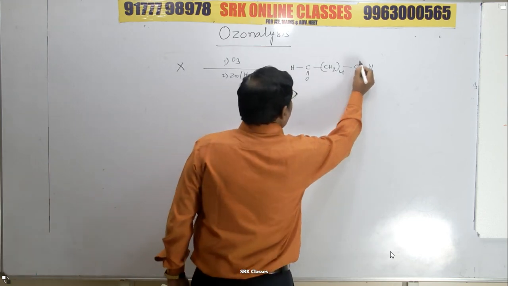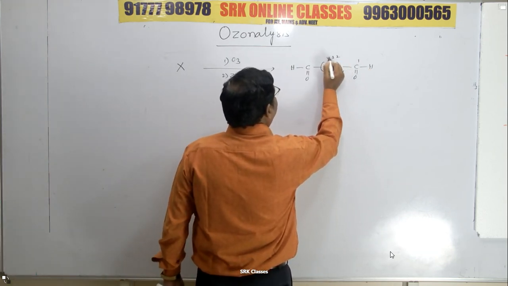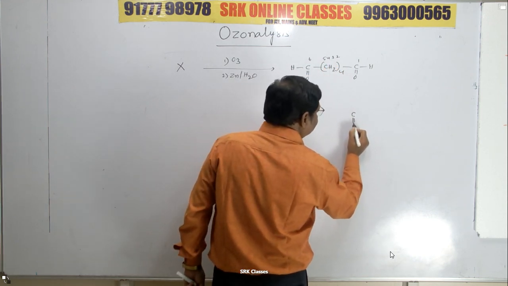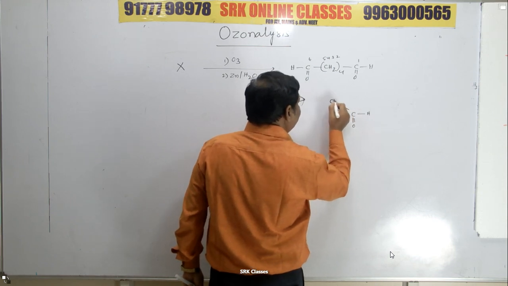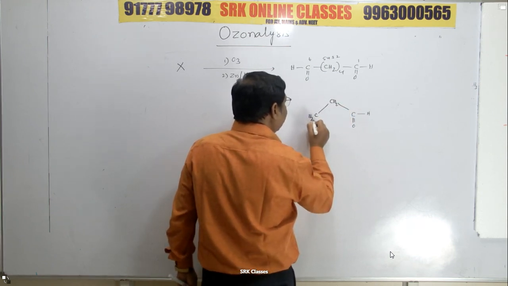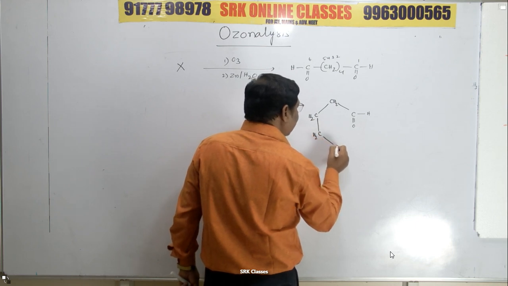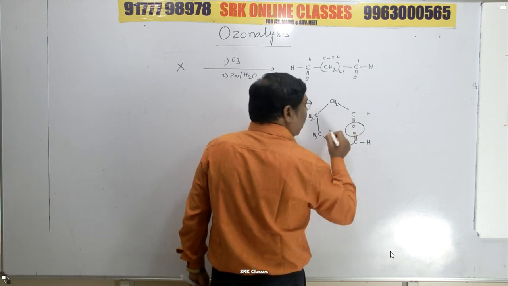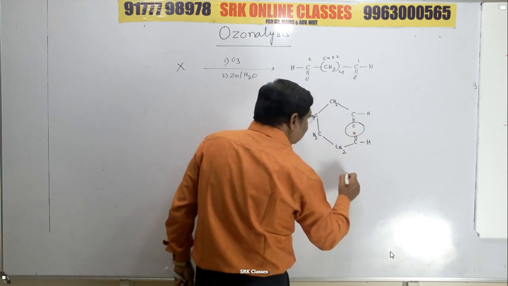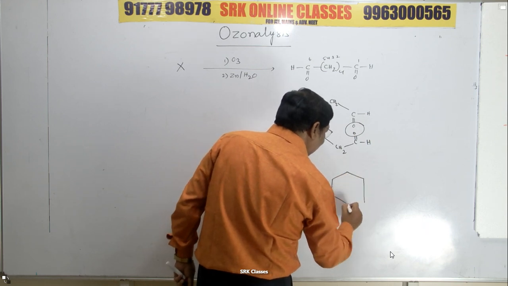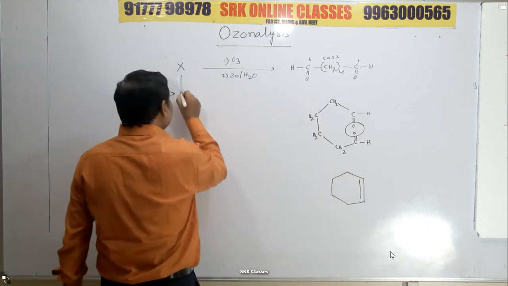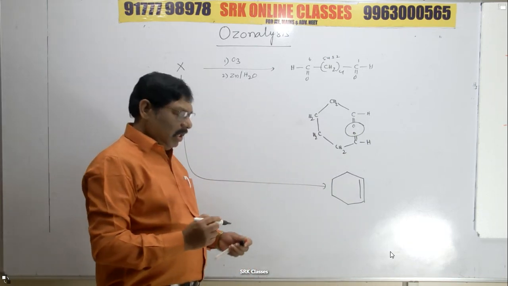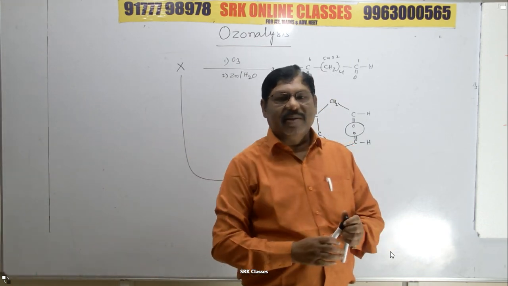Therefore, here I am writing 1, 2, 3, 4, 5 and 6 carbons. This is the first carbon, second carbon, third carbon, fourth carbon, fifth carbon, this is the sixth carbon. Remove these two oxygens. That gives what? 6 carbons, and the double bond will be here. That X is nothing but cyclohexene. So that's about ozonolysis and its applications.